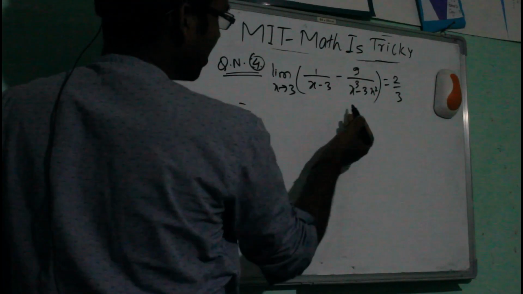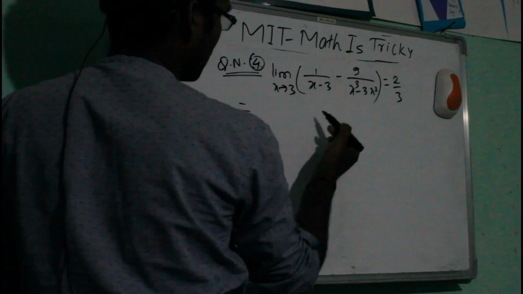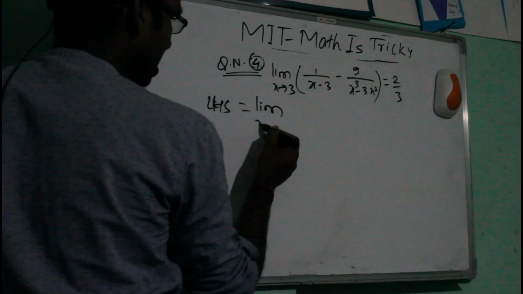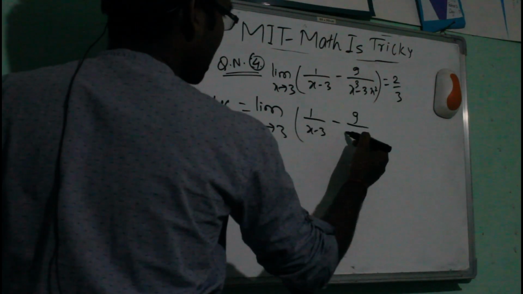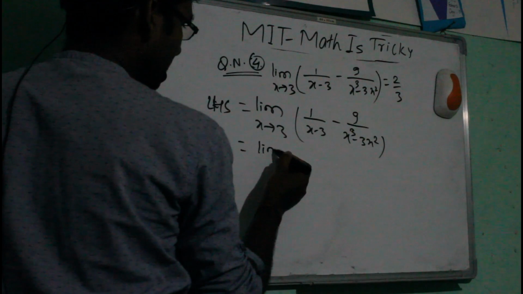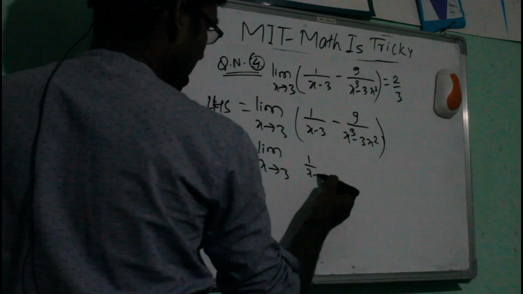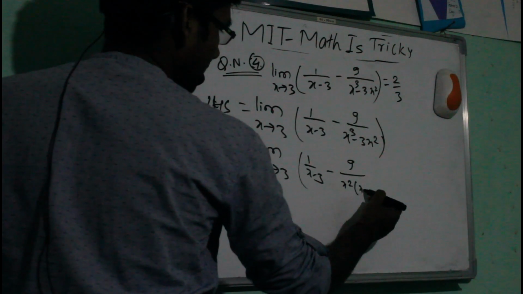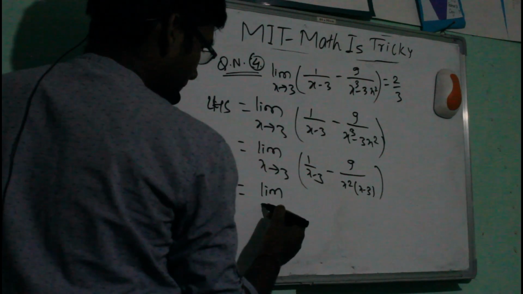For this we can see here we have two terms, 1 by x minus 3 minus 9 by x cube minus 3x square. We have to prove this, so let's take here LHS. So LHS will be simply limit x tends to 3, 1 by x minus 3 minus 9 by x cube minus 3x square. Okay, so what we can do here, we can take something common from the second term, and so let's simplify 1 by x minus 3, and then if we take x square common, we'll be getting x minus 3. Now let's simplify further, limit x tends to 3.